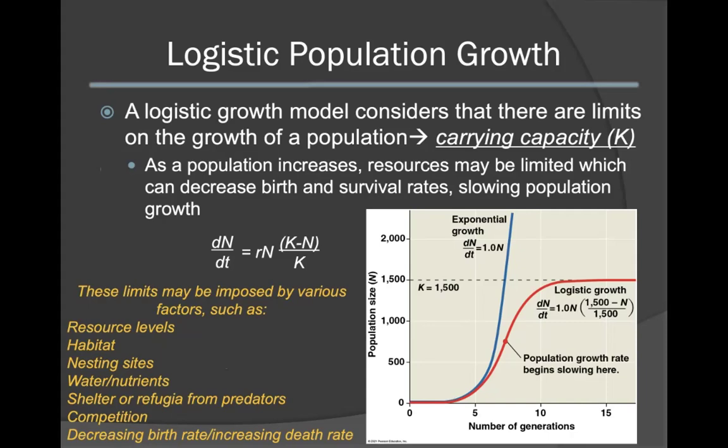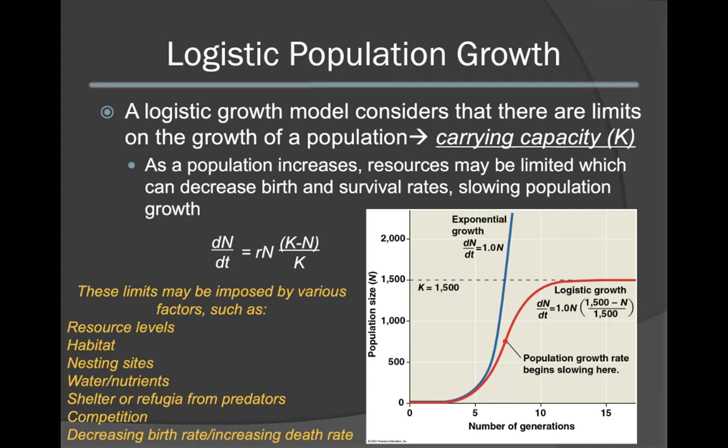The second population growth curve that we will examine is the logistic growth curve. A logistic growth model considers that there are specific limits that will be exerted on the growth of a population. This is reflected in the carrying capacity, or K value, of a population. As a population increases, one of the main limiting factors could be resources. Resources typically limit the number of individuals that can be present within a population. Resource limitation can decrease birth and survival rates, thus slowing population growth.